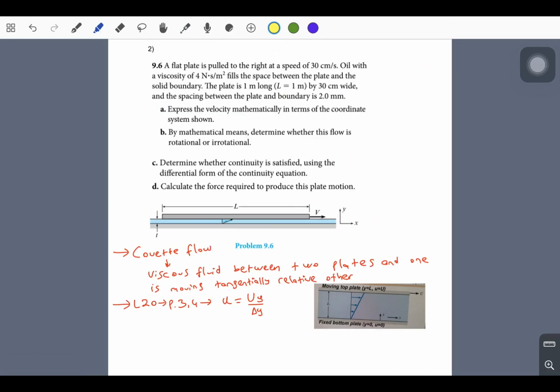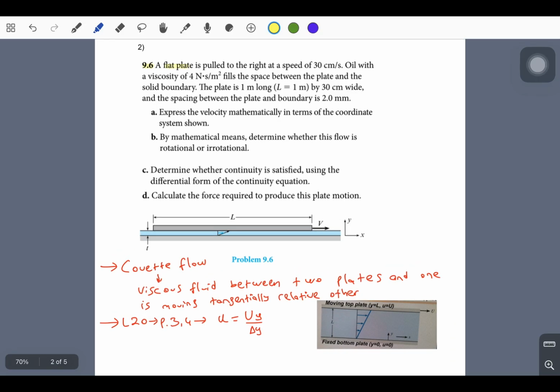Okay, let's continue with the second question. This is 9.6. Here we have a flat plate which is pulled to the right at a speed of 30 centimeters per second, and oil with a viscosity of 4 Newton second per square meter fills the space between the plate and a solid boundary. The plate is 1 meter long by 30 centimeters wide, and the spacing between the plate and boundary is 2 millimeters.